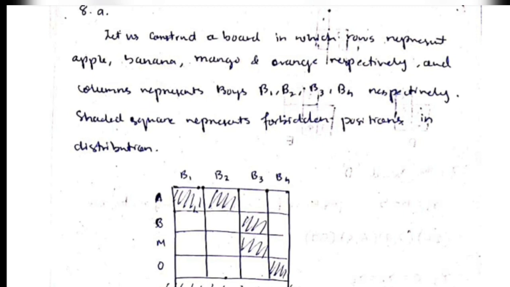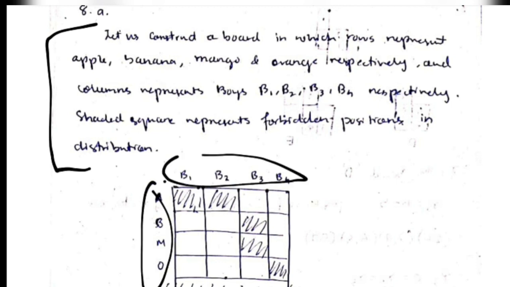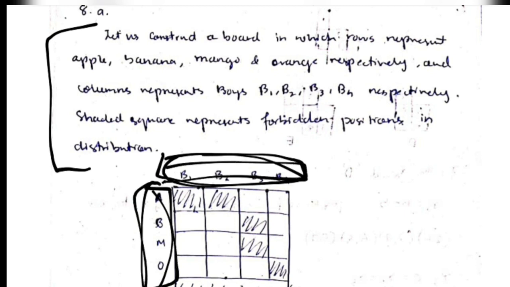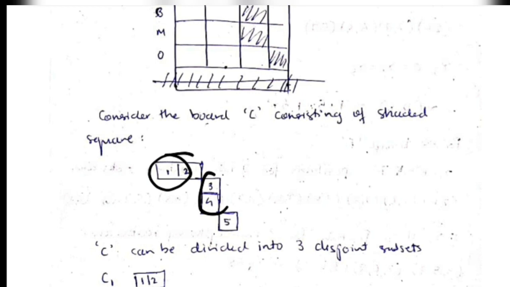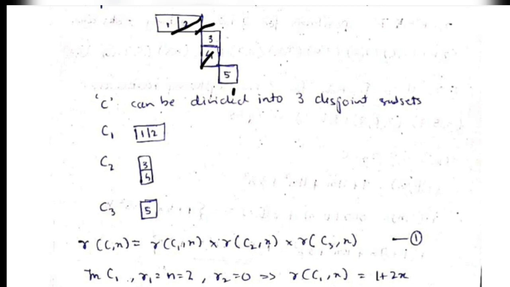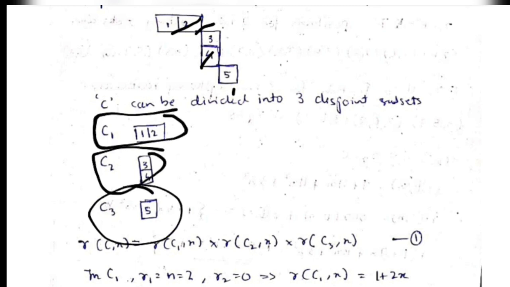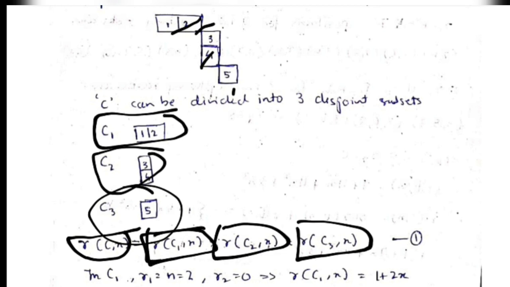I've explained this in the theory part as well, so if you want to go into more detail about it, you can watch that video. See, first we'll take the columns as B1 to B4 and the rows as the fruit names, and then the conditions given will be highlighted here, and then we'll form a rook polynomial. First we'll get the board, the shaded parts will be taken and we'll form a board in first part, second part and third part, so C1, C2 and C3. Then we will write Rc of x as Rc1 of x into Rc2 of x into Rc3 of x.